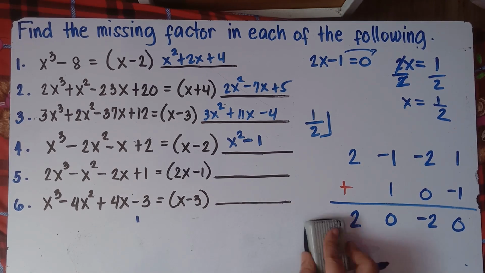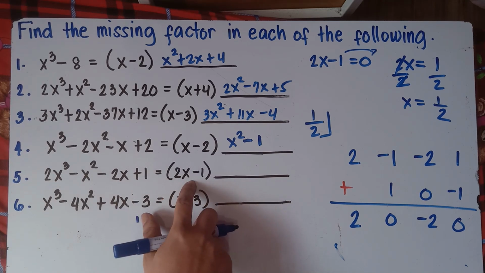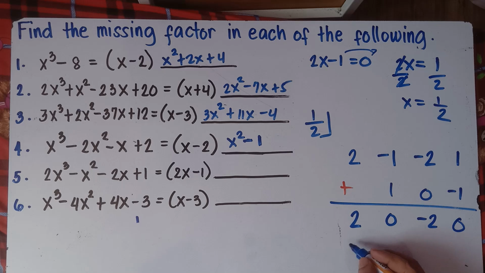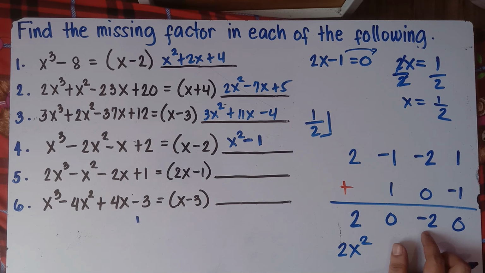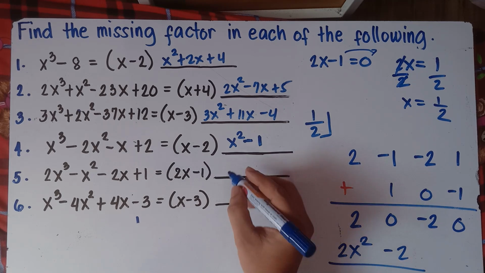So this will be our answer now. We have x cubed, then x cubed divided by x, that would be x squared. So our answer will be 2x squared. Since this is 0, we can just eliminate x. Then copy the constant, minus 2 equals 0. You can write 0x, but since 0 times x is 0, we can just eliminate x. So 2x squared minus 2 equals 0. Alright, so that's our answer for number 5: 2x squared minus 2. This will be our answer, class.